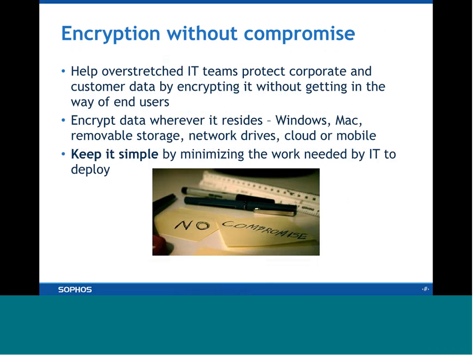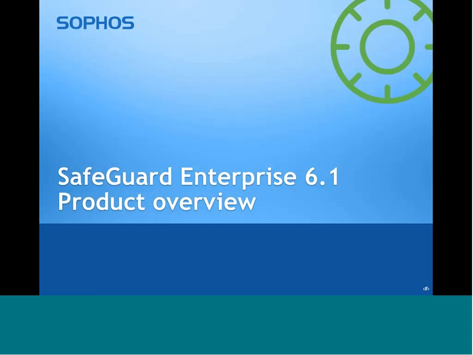Okay, so we provide products for Windows. We're on parity with Mac for volume-based encryption, file removable media, network drives, that sort of thing. So we're looking at the two platforms, being able to apply policy equally across the two. Okay, at the same time, we want to keep it simple by minimizing the work needed by IT to deploy. Okay, so that brings me to the cornerstone of our new data protection strategy, which is to deliver the best of both worlds, security plus performance. Okay, so we're going to take a look at the Safeguard Enterprise product overview.